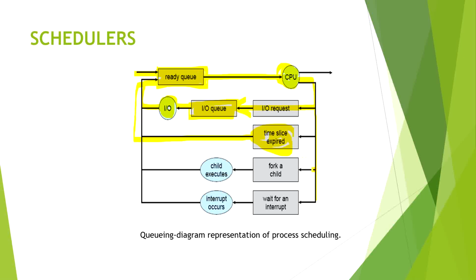It can also divide itself into a parent and a child. Forking a child means it will create a new process which is called the child process. After execution of the child process, when it terminates, it gives some result. After getting the result, the parent will again go to the ready queue. So during the time the child process is executing, the parent process has to wait for its result. After that, it can also wait for any interrupt to happen. After the interrupt occurs, it can go to the ready queue. So this is the explanation of this diagram.